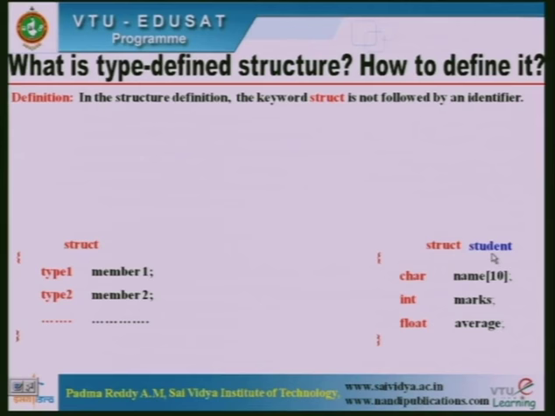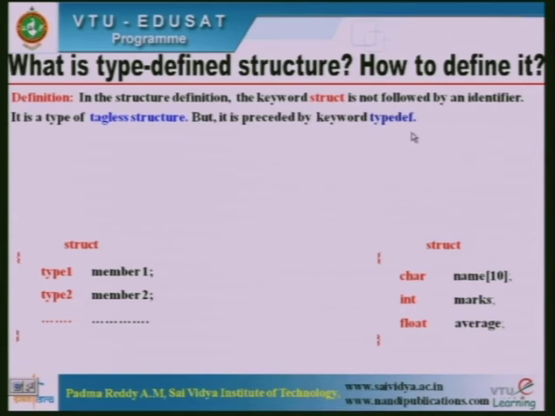So there is no student here. I don't write student here. It is a tagless structure, because here we don't have a tag name. So here also we don't have a tag name. Don't write a tag name here. But it is preceded by the keyword typedef. So here you have to write the keyword typedef. Here also you have to write the keyword typedef.